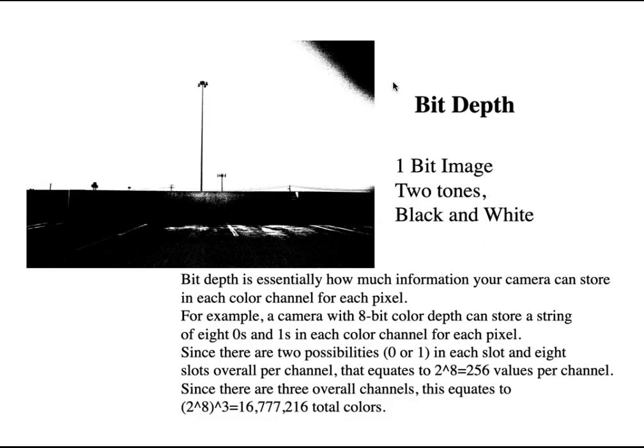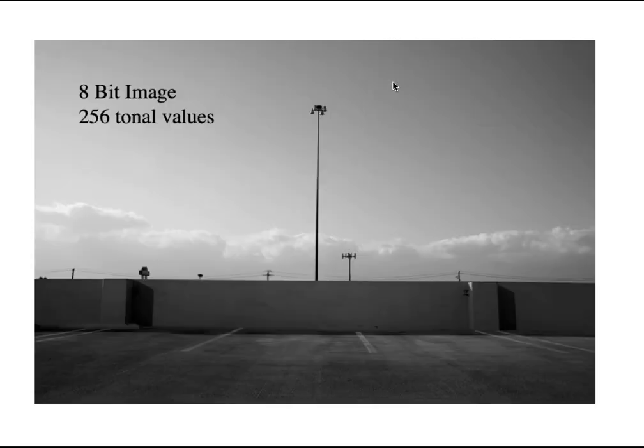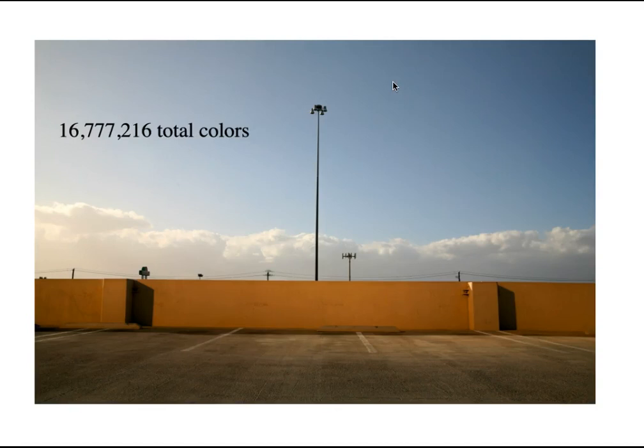So a 1-bit image would look like this photo of this parking lot. It would just be 2 tones. It's only black and only white. A 2-bit image is 4 tones. It's got that black, it's got that white, and now it's got 2 shades of gray. And then our 8-bit here is 256 tonal values. So this looks like a full tonal range to us. And when we put that in color, there we can see those 16 million plus colors, and it looks real, and it looks natural. So our pixels are made up of photosites, and they're bits of information. The more bits, the more information.